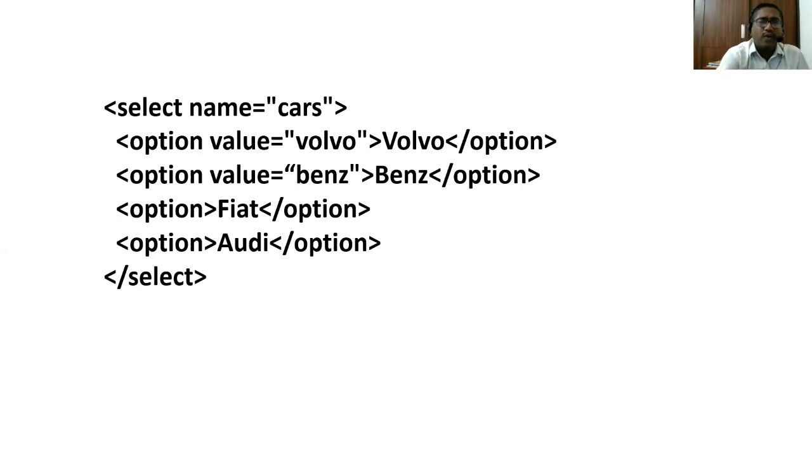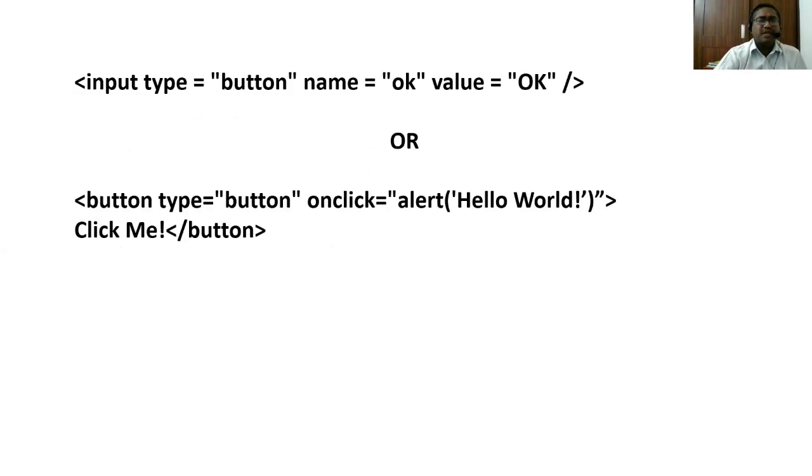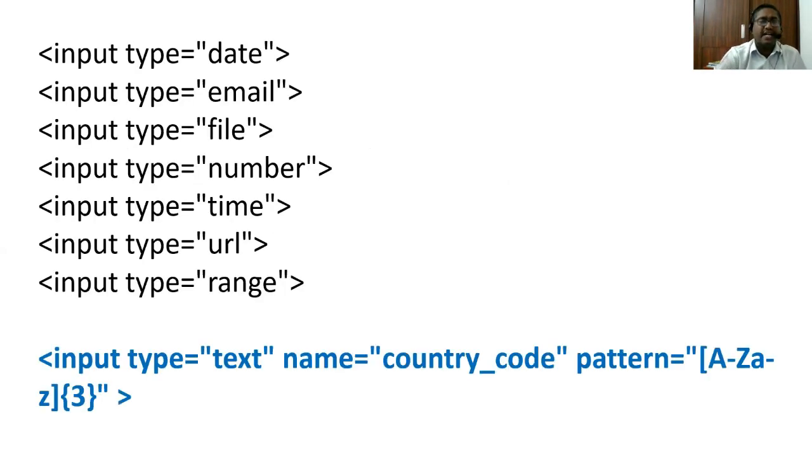If you want to select only bends, you can write option value equal to bends checked. So this alone will be checked, this will be selected. Like that we can give. Another one is button: input type equal to button, or button type equal to button. So we can handle any type of click event also. Later I'll come to events.